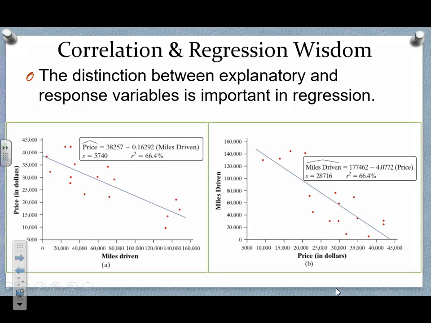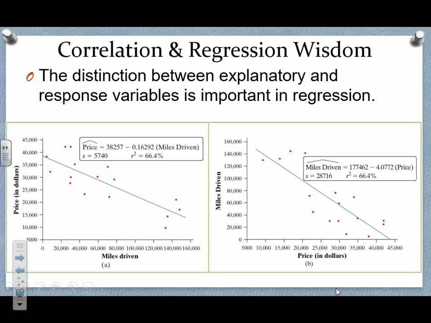Notice what happens if we flip-flop x and y. So now we have price in dollars on x, miles driven on y. All we've done is change where x and y are. Now we get an equation, so the predicted miles driven will be 177,462 minus 4.0772 times the price. So the equation is completely different because x and y changed.